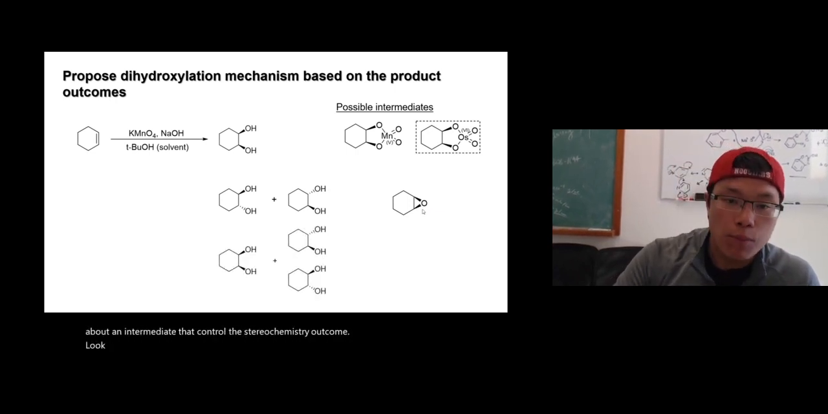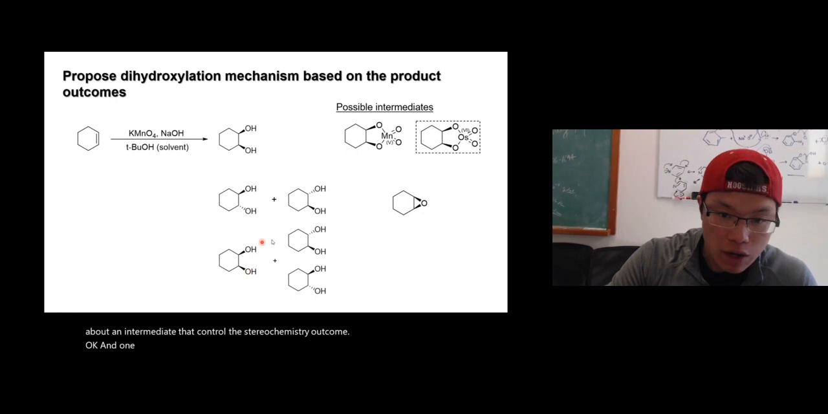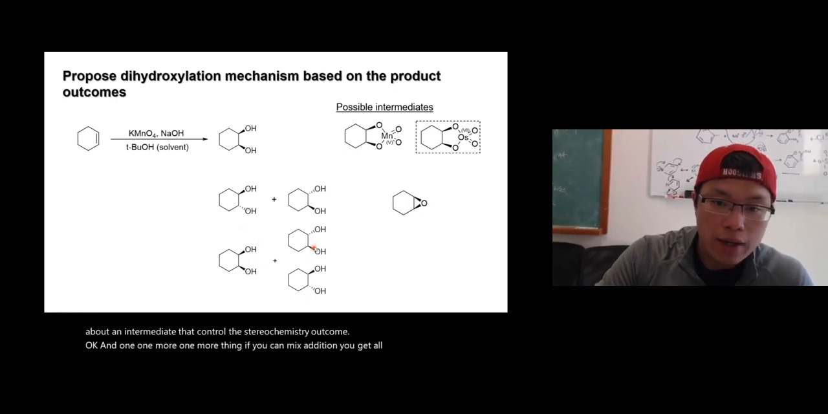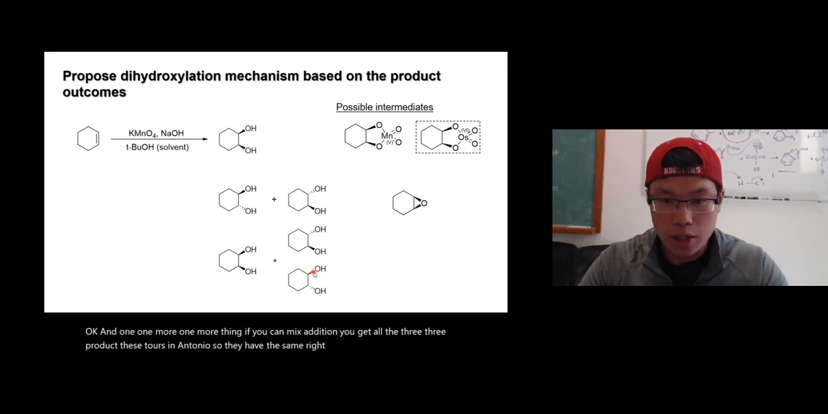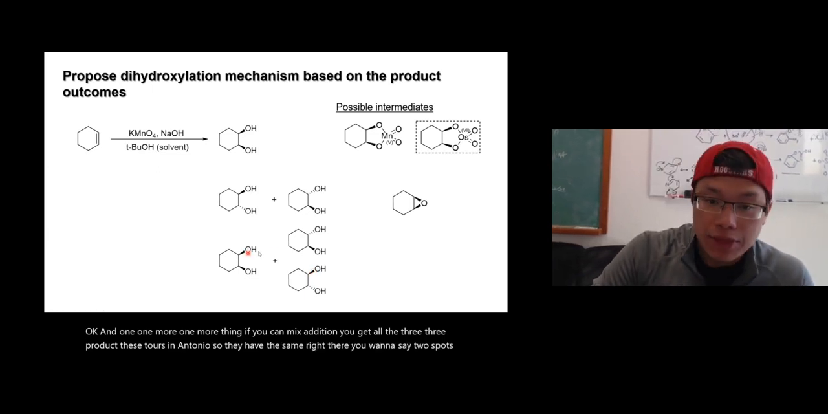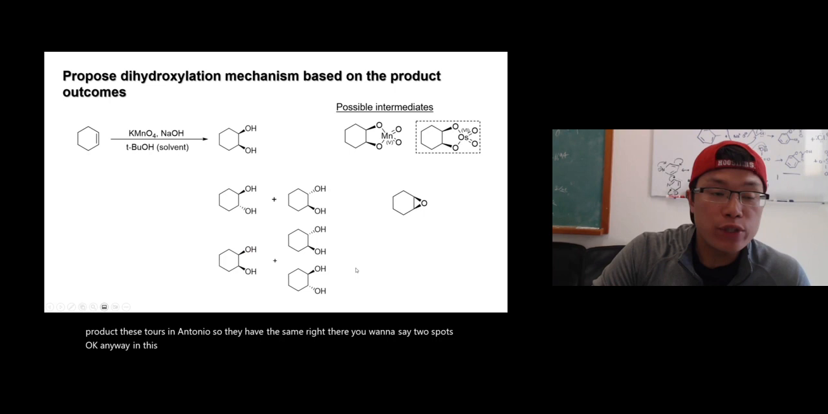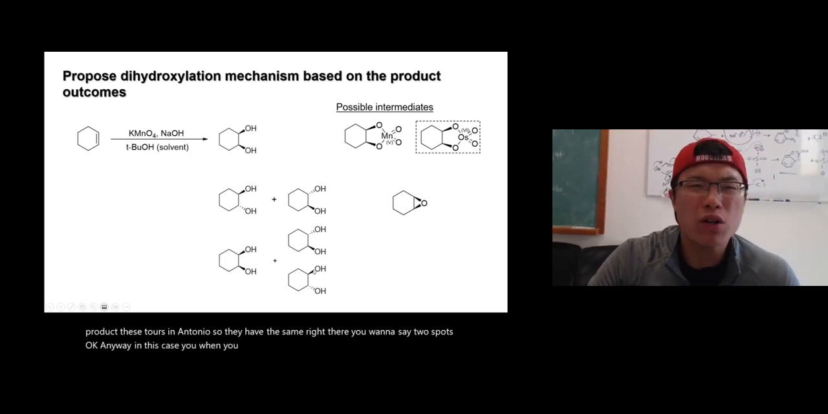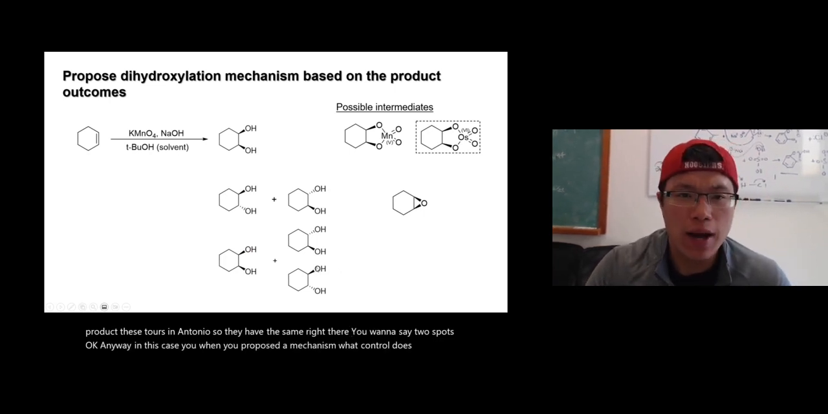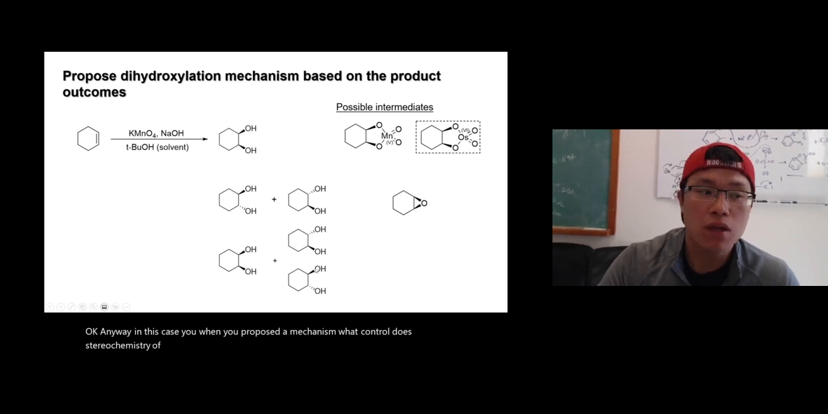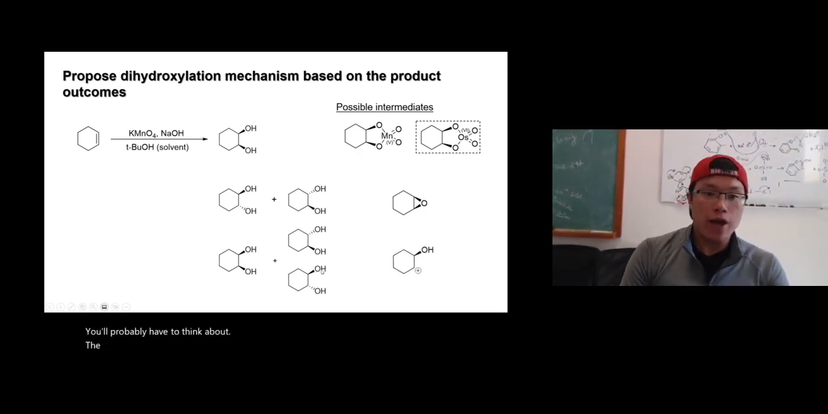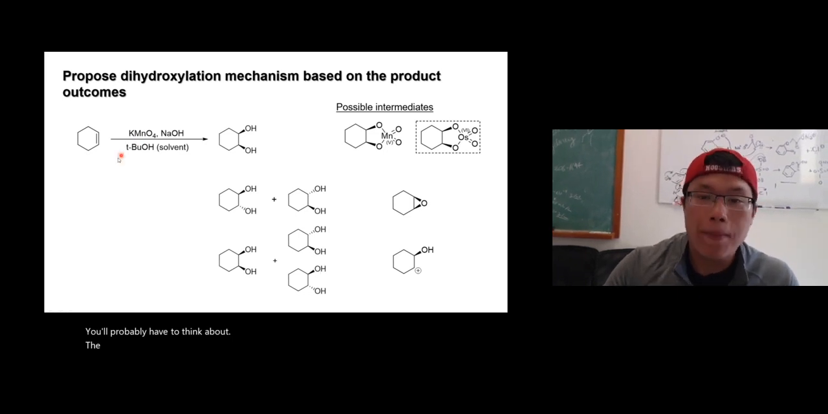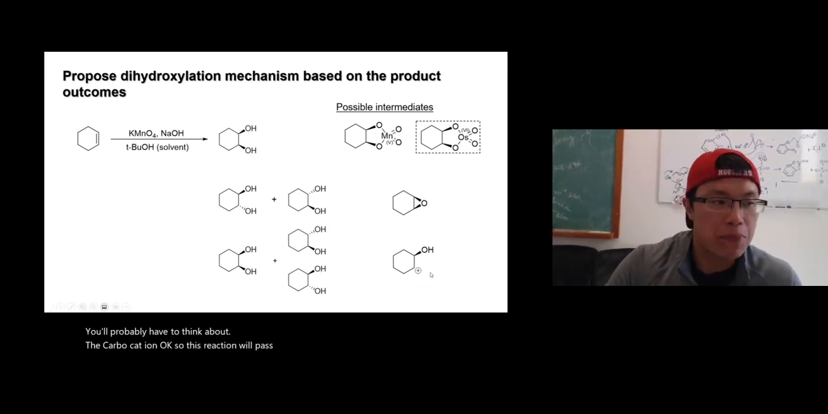Okay, and one more thing. If you get a mixed addition, you get all three products. These two are enantiomers, so they have the same Rf value. You're gonna see 2 spots. Anyway, in this case, when you propose the mechanism, what controls the stereochemistry of mixed addition? Think real quick. You probably have to think about the carbocation. So this reaction will pass through a carbocation intermediate, something like that.